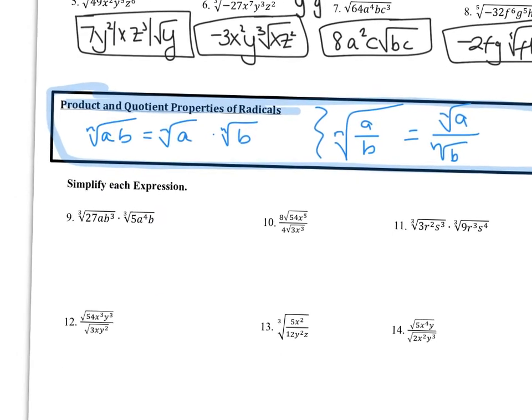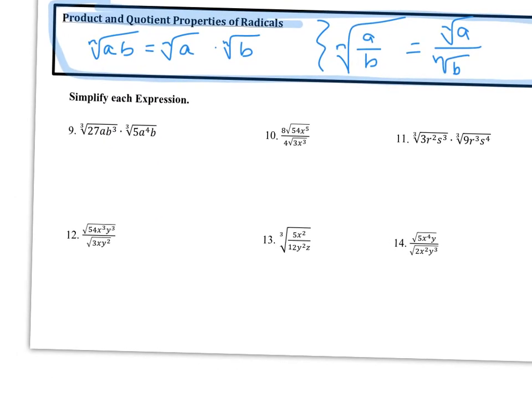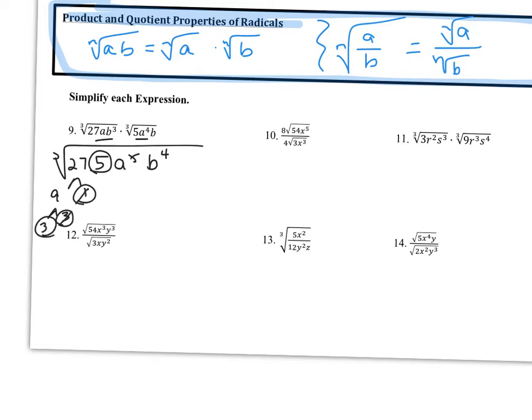So if I look at number 9, I'm going to put everything under one big cube root. And I have 27 and 5, and then I have a and a to the 4th makes a to the 5th, and I have b cubed and b, which makes b to the 4th. Notice I didn't multiply 27 and 5 because I'm going to have to break them down anyhow. So I know 5 is prime, so now I'm left with 9 and 3, and 3 and 3. So I have 3 3's that are going to escape. 5 is going to stay inside the cube root.